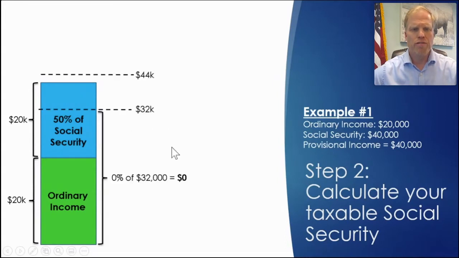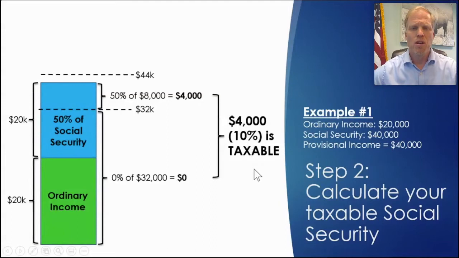The first threshold of 32,000, all dollars prior to that show no taxation. Once you exceed 32,000, up to 50% of those dollars could be subject to taxation. In this case, 50% of this 8,000, represented by the blue box above the first dotted line, means that we have $4,000 of Social Security taxable, or another way of saying it, 10% of your Social Security, because it was 40,000, is going to be taxable.